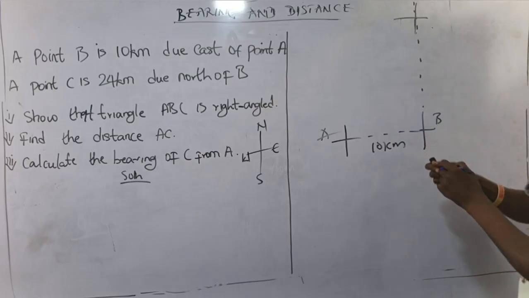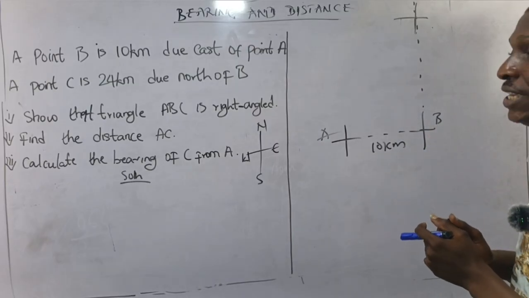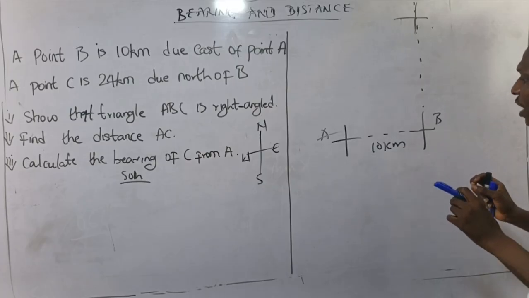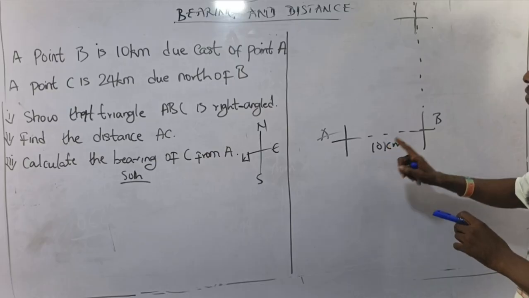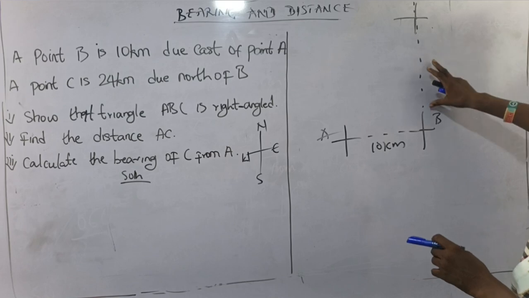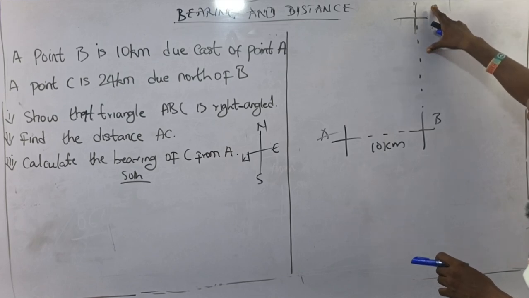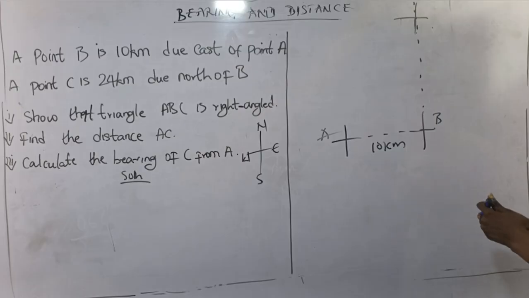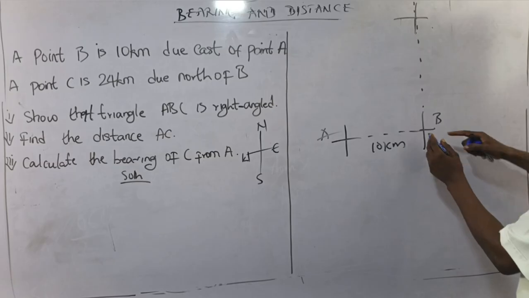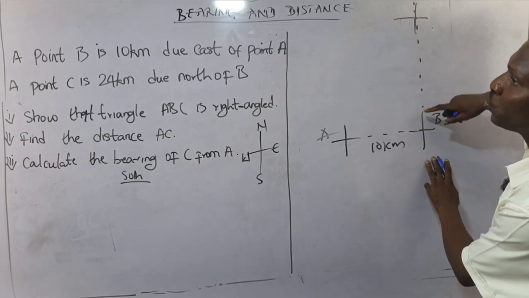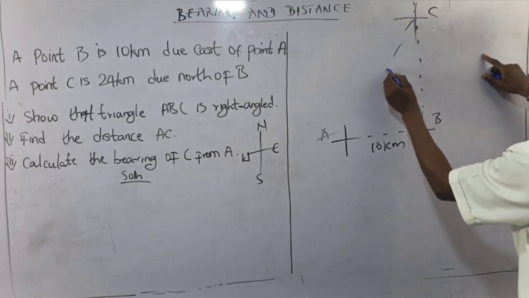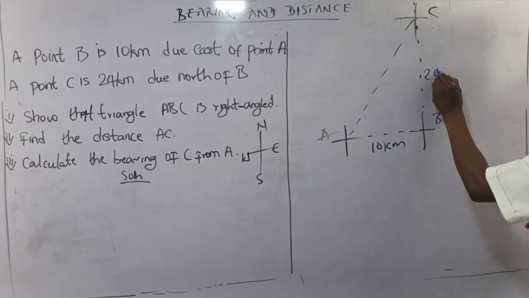If you are drawing yours, I will advise you to draw to scale, because drawing to scale gives you a better insight of what you are doing. With your meter rule, you can decide to divide this by 5. If you divide 10 by 5, you have 2 centimeters. And if you divide 24 by 5, you have approximately 5 centimeters, so that you can have an insight of a perfect diagram. Now, this is north. North will meet C at east. So this is C. I can simply join this to this. This is my 24 kilometers given.